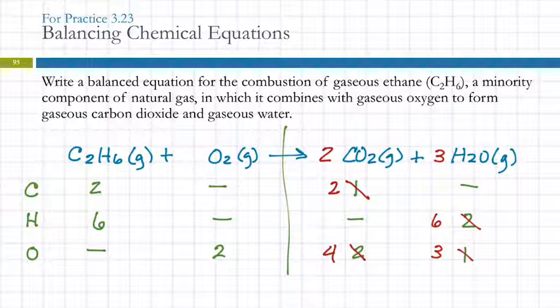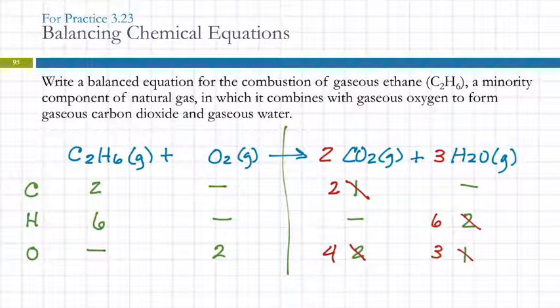I call this the odd-even problem. Here the oxygens are coming in pairs, and I need an odd number of them. What happens if you double an odd number? It becomes an even number. So what I'm going to do is multiply everything I've done by 2 to get rid of this odd number.